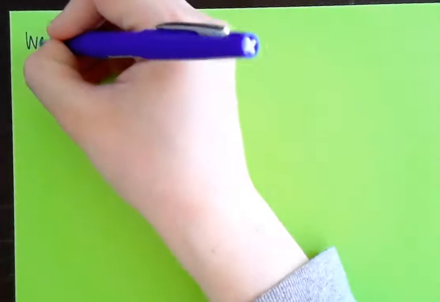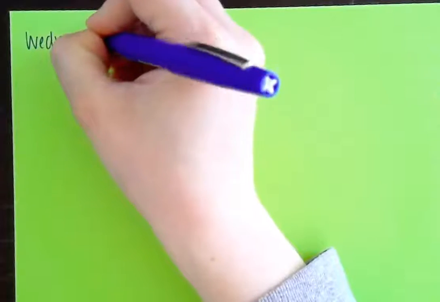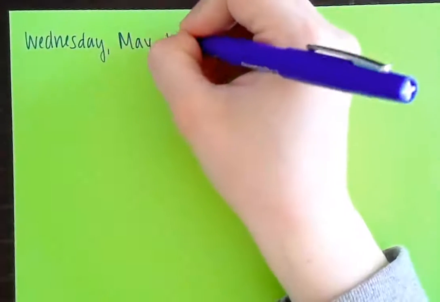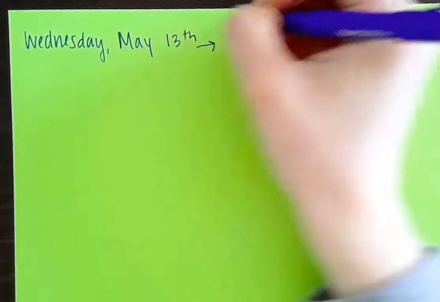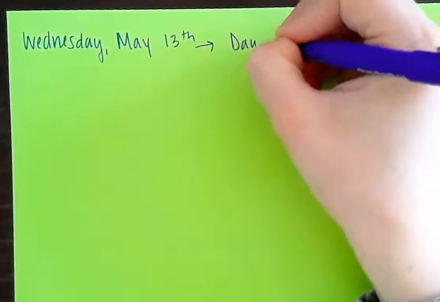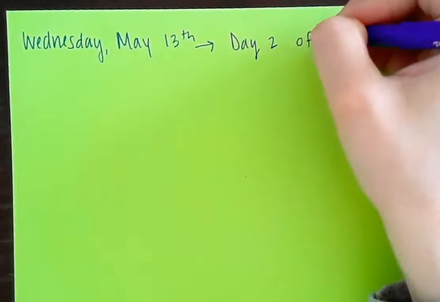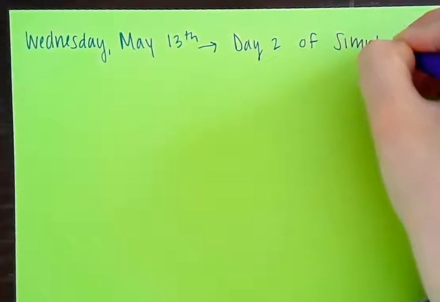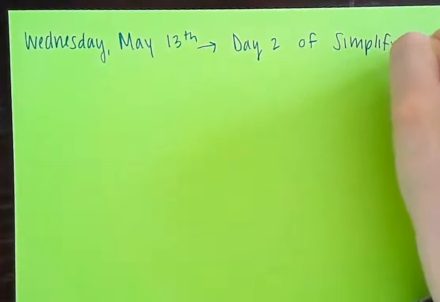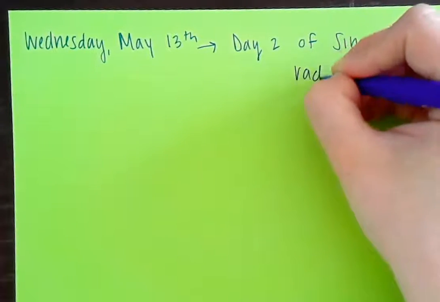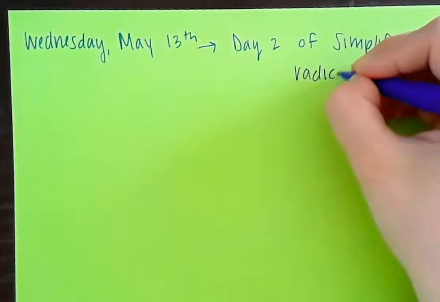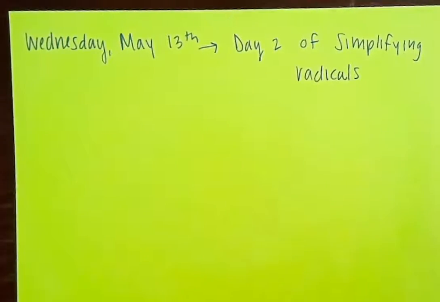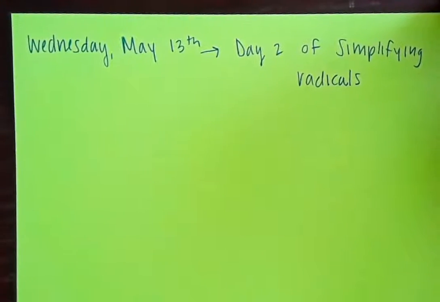Okay, so Wednesday, May 13th. We're doing day 2 of simplifying radicals, or square roots, whatever. I mean, interchangeable for us today, or for our purpose. Let's review quick from Monday.